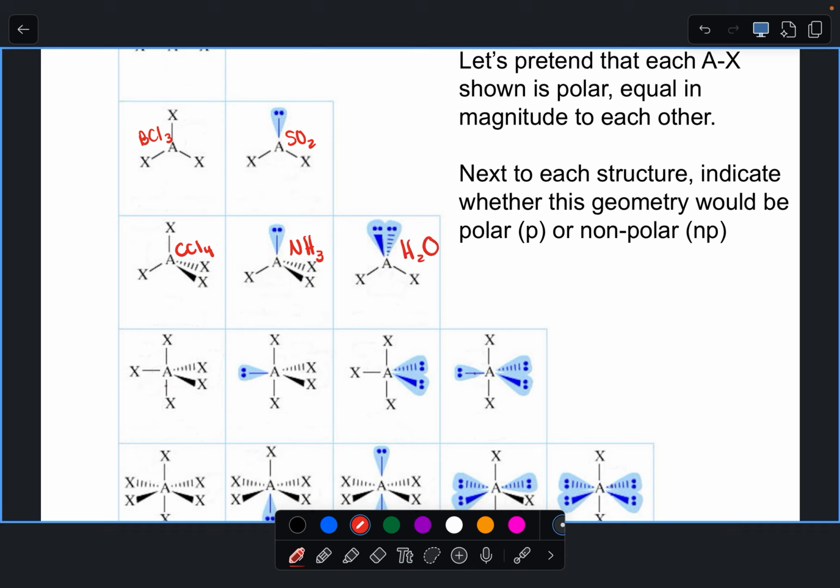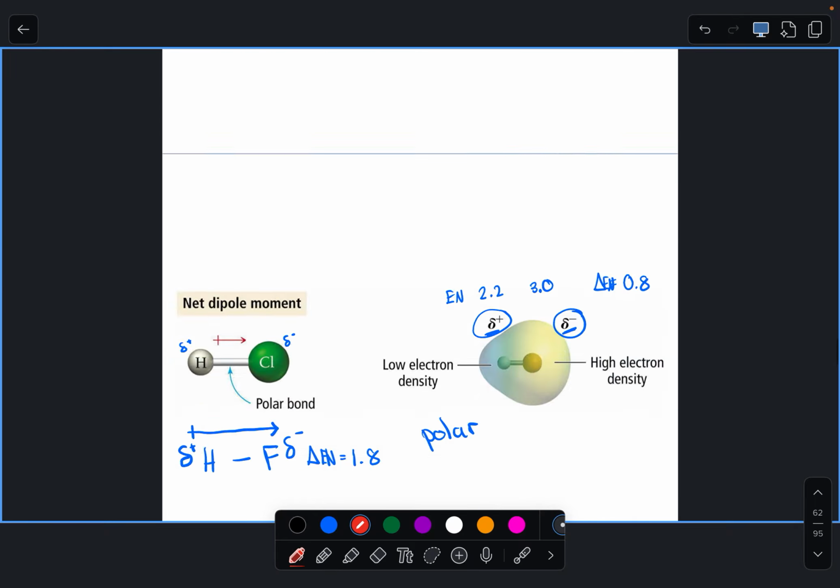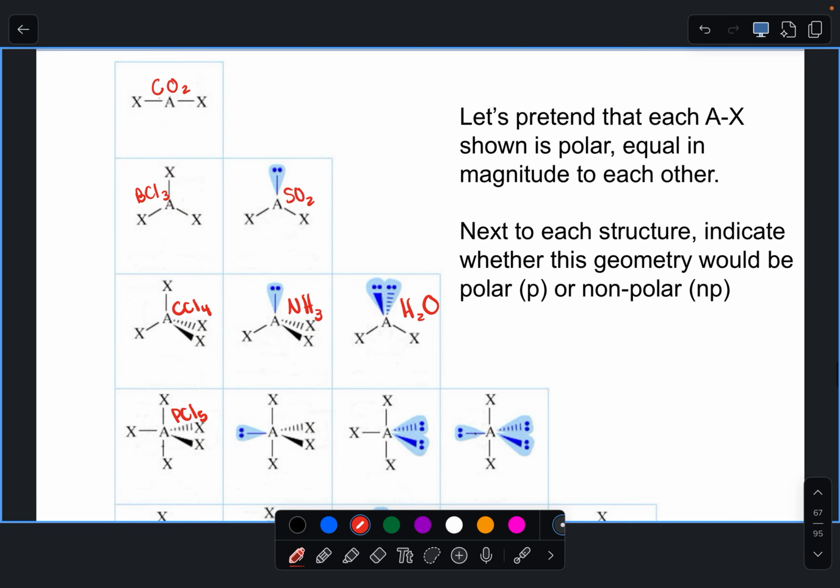Ooh, I don't know if I'll have one for all of these. PCl5, I think. We did do a seesaw one. What was it? SF4? It was SF4. We just did a T-shaped one, ClF3, and we did a linear one, but yeah, it was this, XeF2.